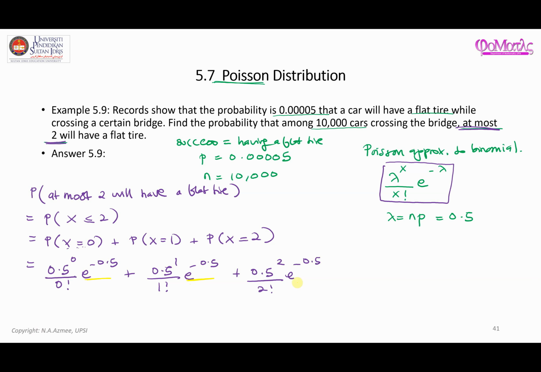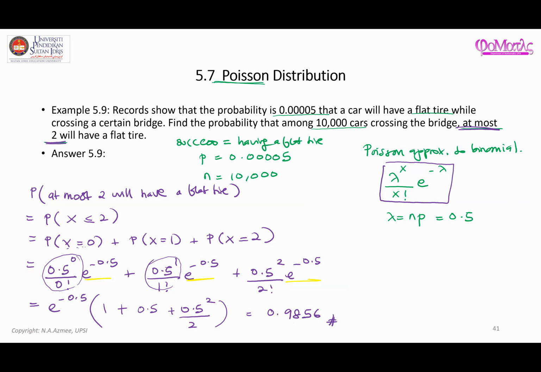Now what happened to this term? 0.5 to the power of 0 is 1, 0 factorial is 1, so the result here is 1. Plus this one here becomes 0.5, and this one here is 0.5 squared over 2 factorial, and 2 factorial is just 2. And you can punch in the values into your calculator and you should be able to get this result. Right, now let us move on to the next example here.